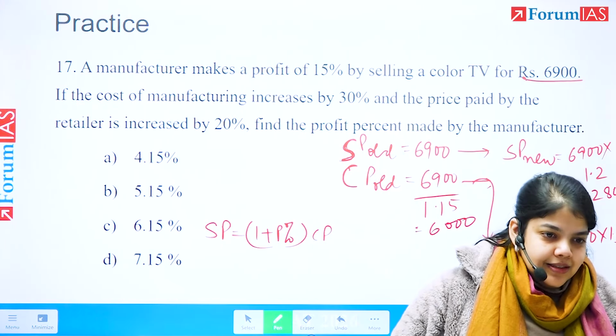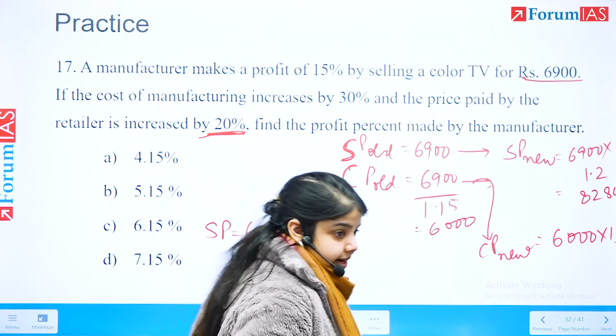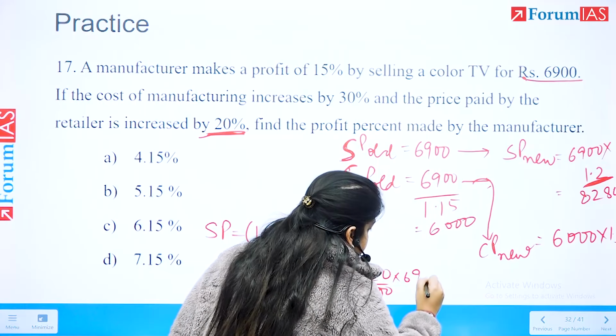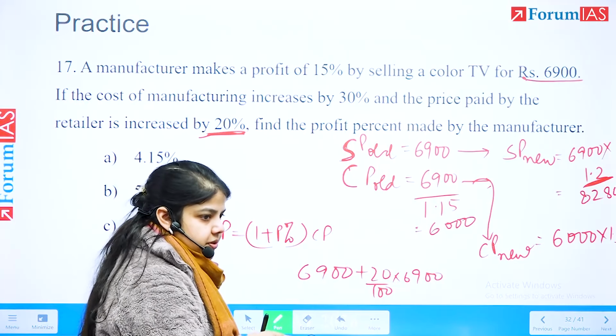Because the retailer is paying me 20% extra. So I am selling it at 20% more than my original price. No, retailer is paying me 20% extra. If he was originally paying me X, now he's paying me 20% more of X. So X plus 20% of X. 1.2 कर दिया ना. 6,900 plus 20% of 6,900 is 6,900 into 1.2.